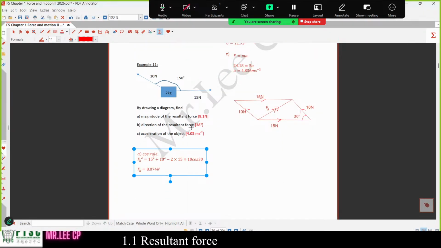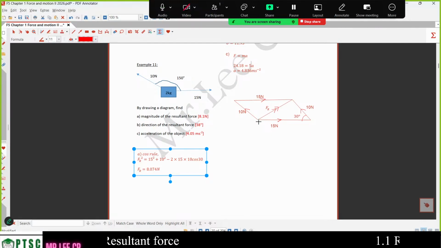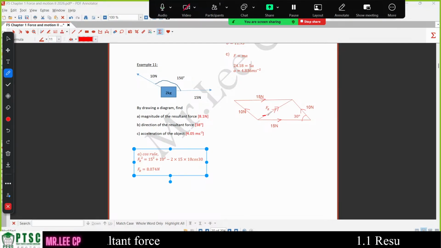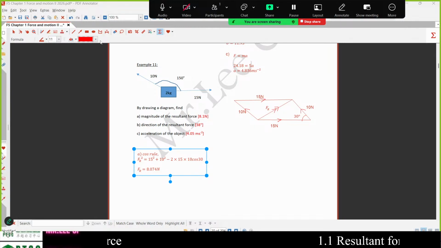So now, the direction of the resultant force. The direction of the resultant force is right here. So you need to have this angle right now. This angle, I put it as theta.